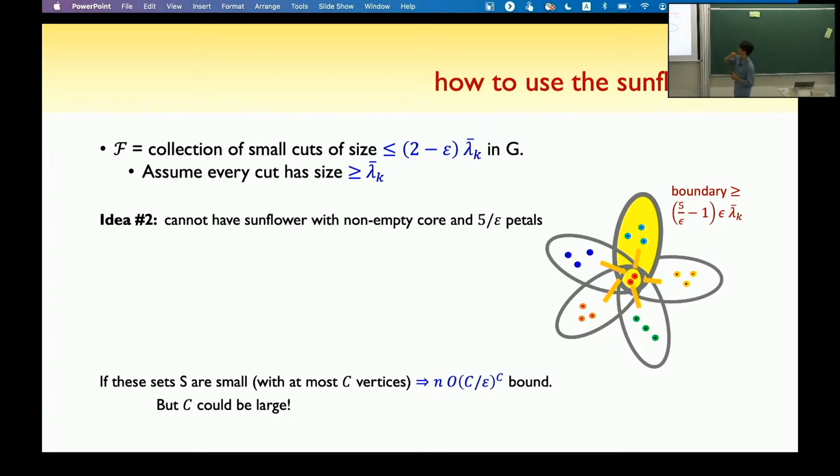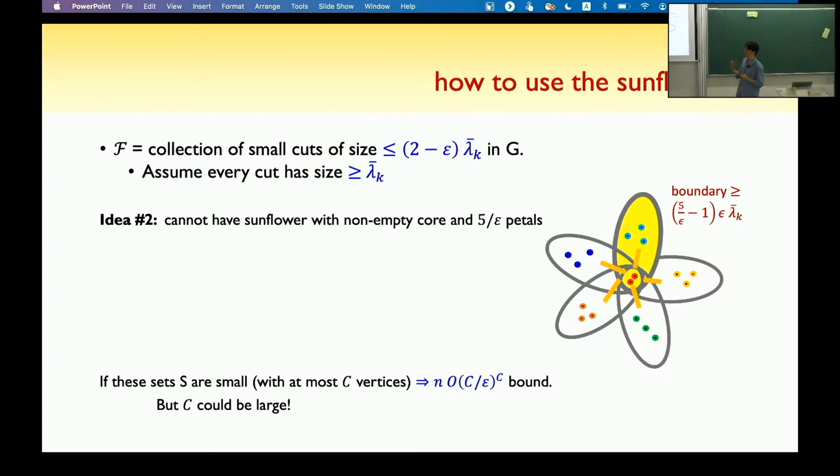So this is a reason why we cannot expect a sunflower with a non-empty core and a large number of petals. With that sunflower lemma in our hands, we could say that if the sets in our set system were small sets, in terms of number of vertices, then we could just apply the sunflower lemma and be done, because the sunflower lemma guarantees that the number of sets should be at most n times some function of r and d.